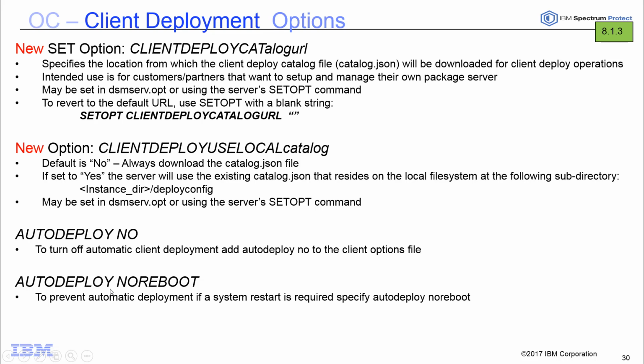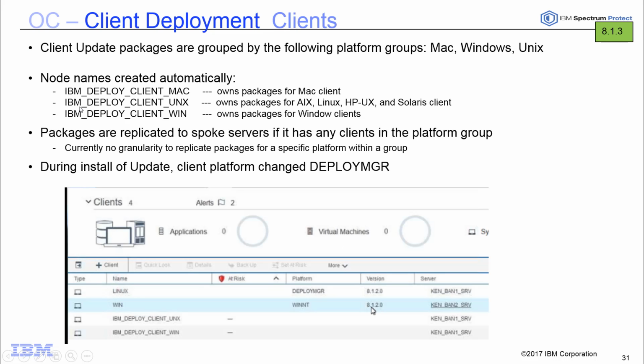When we import the client packages into the Spectrum Protect hub server, we group them together in 3 categories, and those are represented by some new node names, and that would be your IBM deploy_client_Mac, IBM deploy_client_Unix, and IBM deploy_client under Windows. Those will contain, for instance, all of the Windows clients or all of the AIX, Linux, HP, and Solaris clients. Now, when we replicate them over to the spoke server, we replicate at that level. So even if the spoke server just has AIX clients, we'll replicate over all the deploy_client_Unix files, and that would include the Solaris clients.